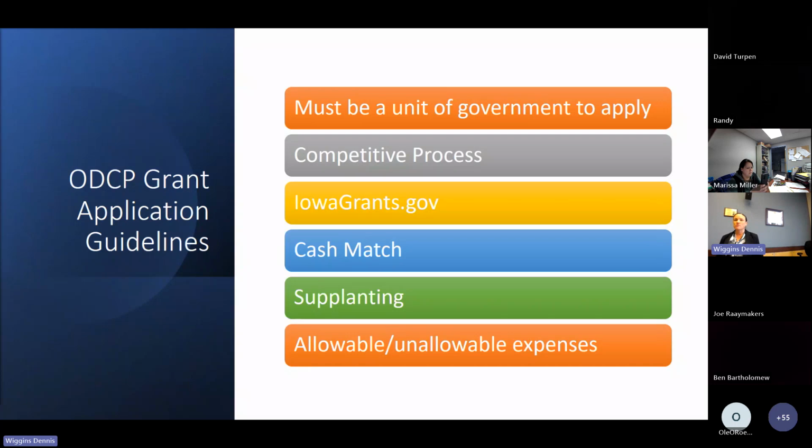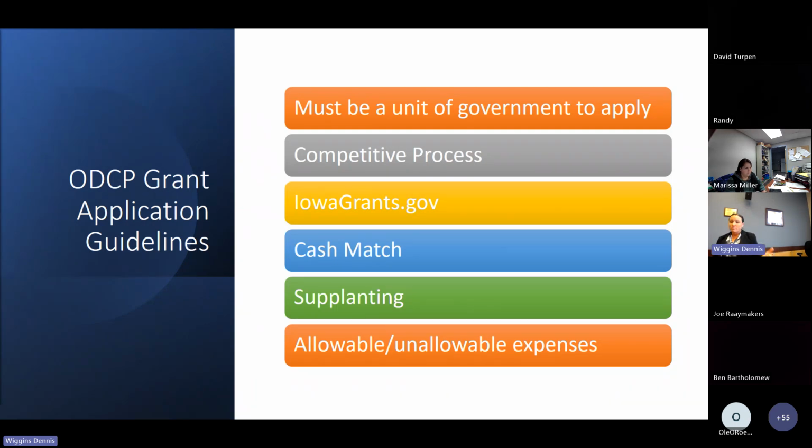You have to be a unit of government to apply to us for almost everything, if not everything. I know there are some nonprofits and faith-based organizations here today. Your projects are important and valid and eligible if you apply through a unit of government. You just have to have that unit of government be your fiscal agent and apply on your behalf.